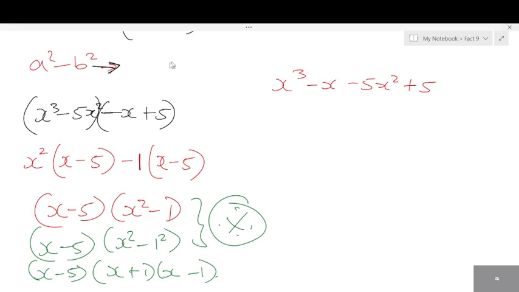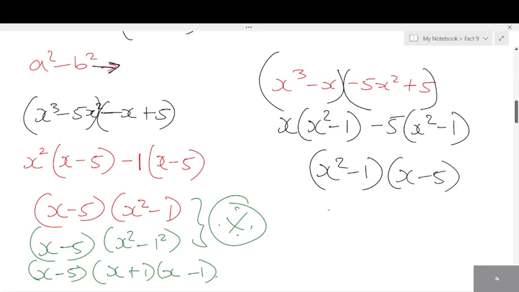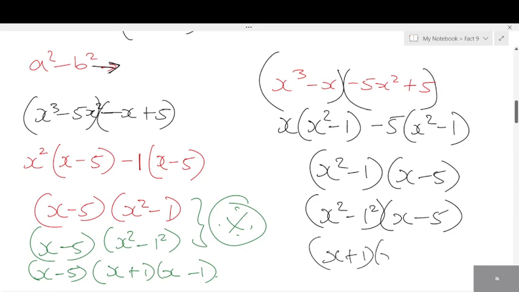Okay, so complete this. Next, look at the screen. If you rearrange and solve x cube, x is common, you get x square minus 1. And your minus is the first sign. 5 is common. You get x square minus 1. Next, x square minus 1 into x minus 5. This x square minus 1 you can write as x square minus 1 square. A square minus b square. So that becomes x plus 1 into x minus 1 into x minus 5. Is this clear? Did you all understand? All of you?